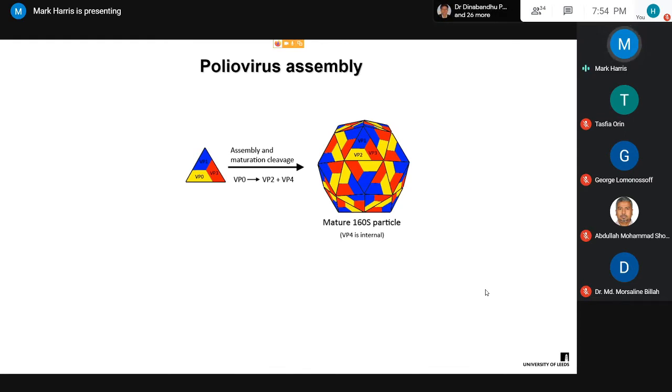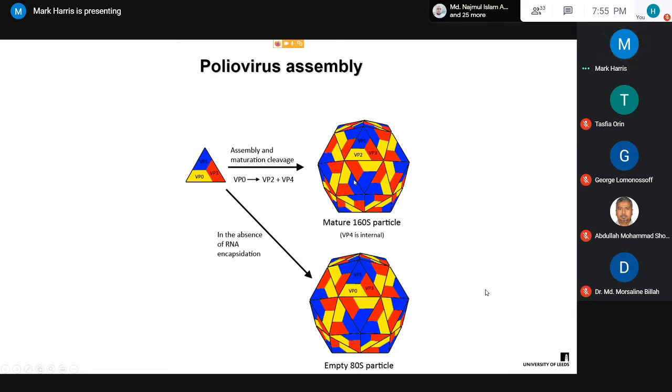So I need to explain to you how the virus normally assembles inside a cell. And if you remember, there were those three colours that you saw earlier on, and those three colours were three different proteins. So normally what happens is you have assembly, maturation, cleavage, and you get production of our nice virus, which has its genome inside. If there's no genome around, you can get empty particles. These empty particles look exactly the same as the virus. So this is almost like the virus creating virus-like particles for us. The virus has done the job for us and made VLPs.